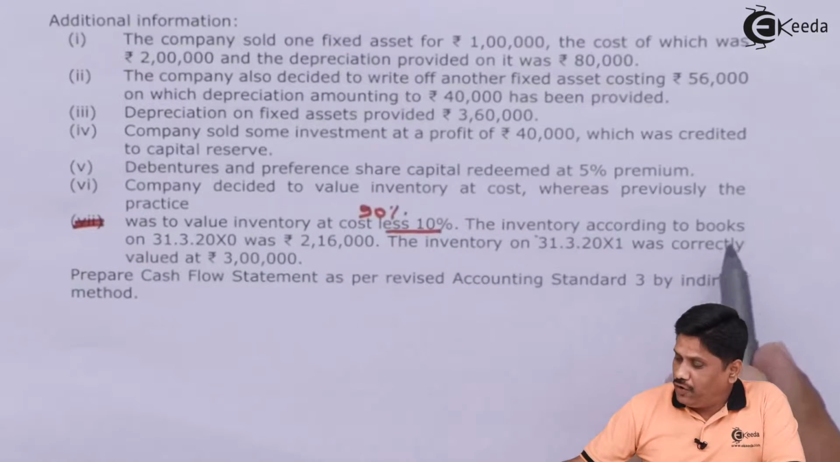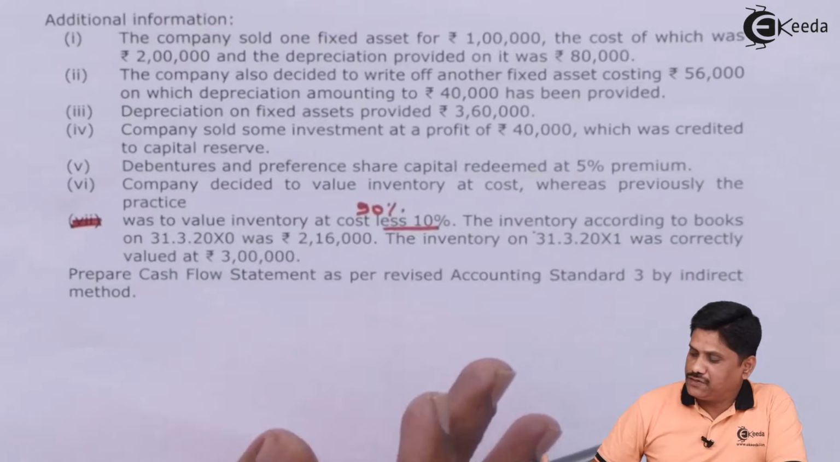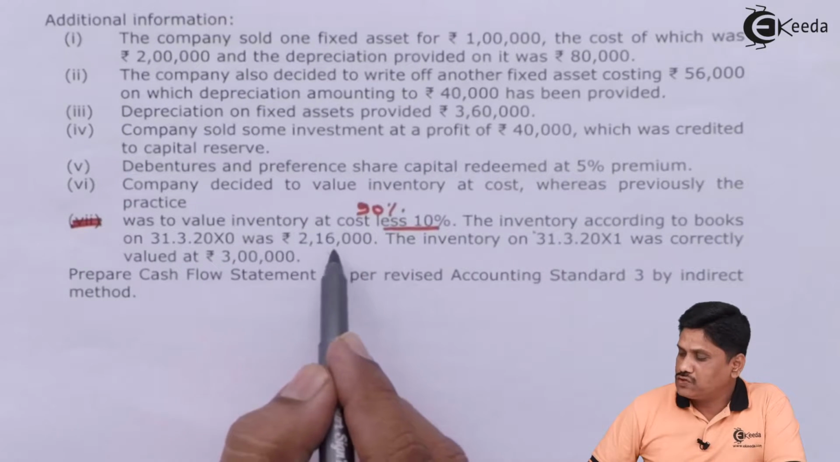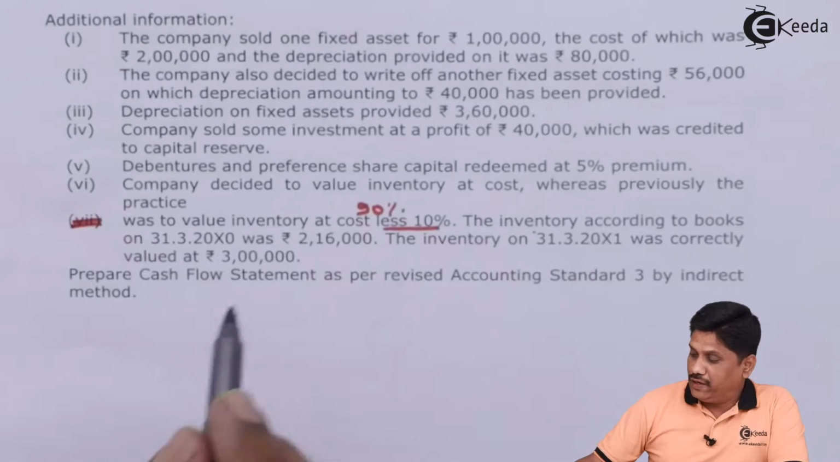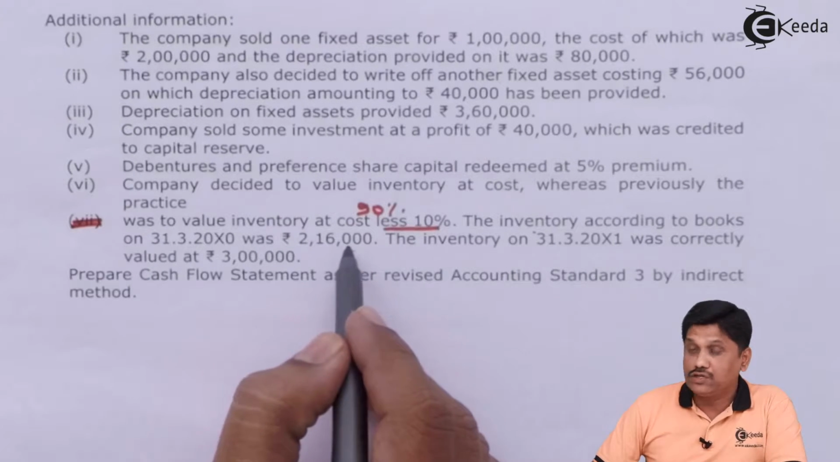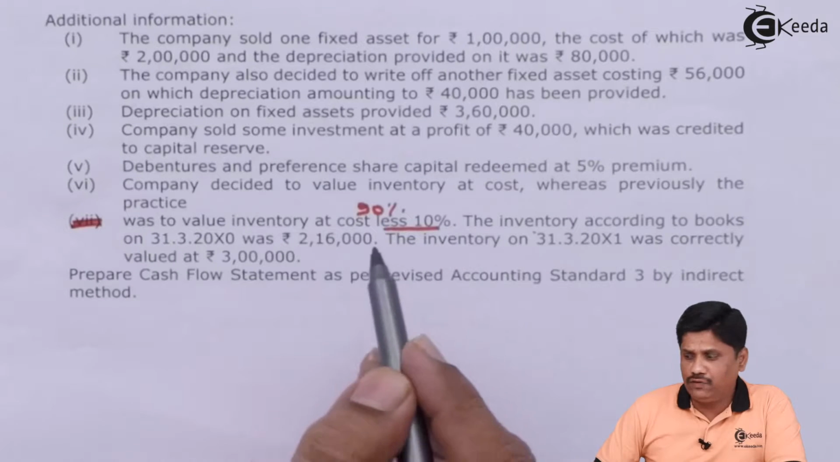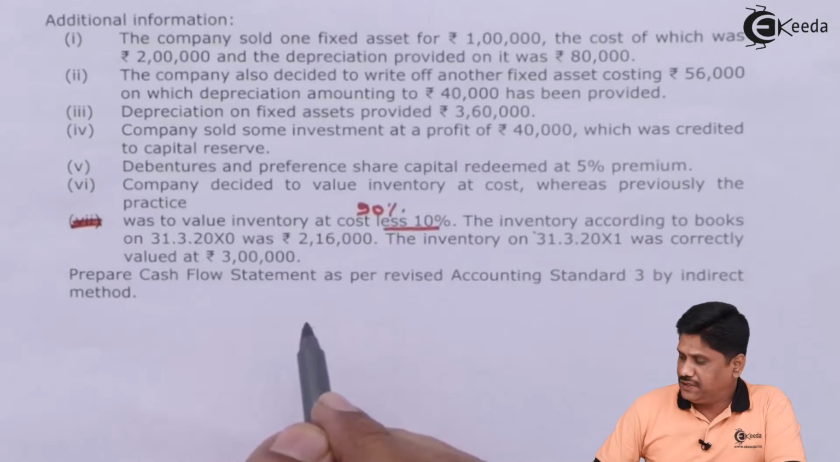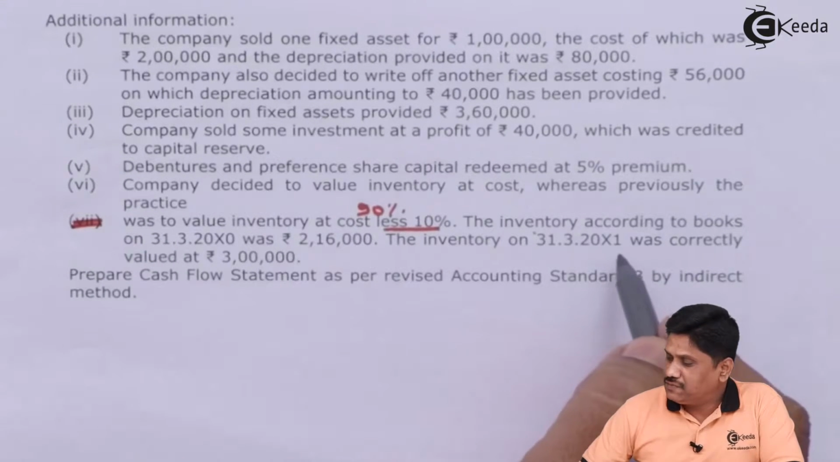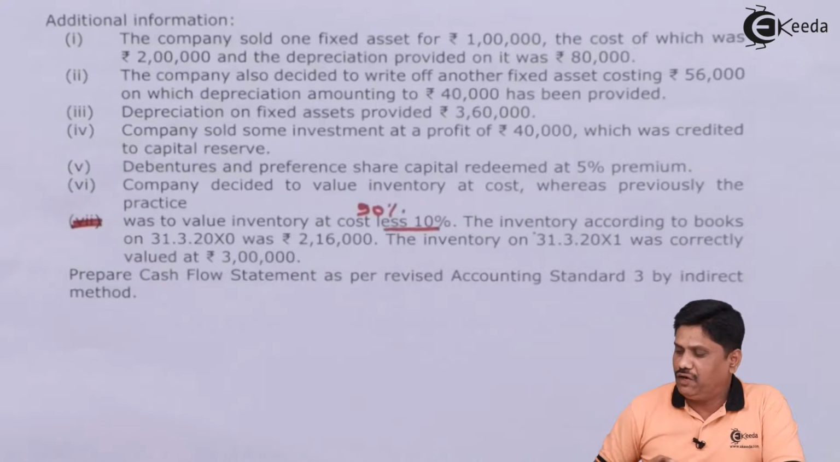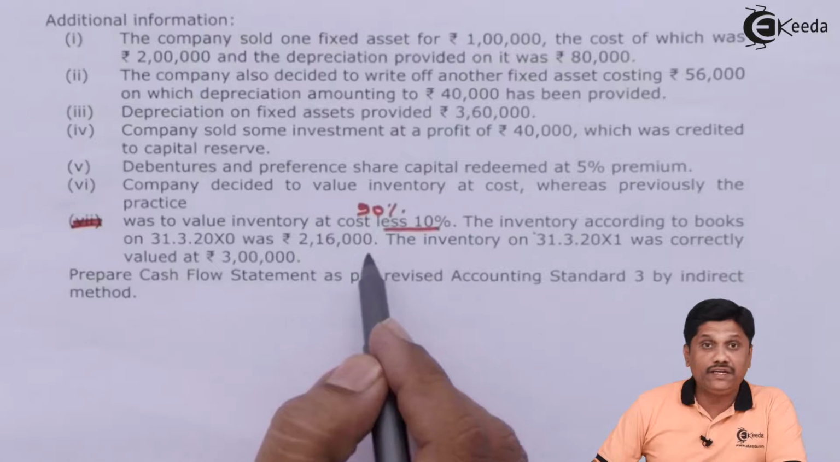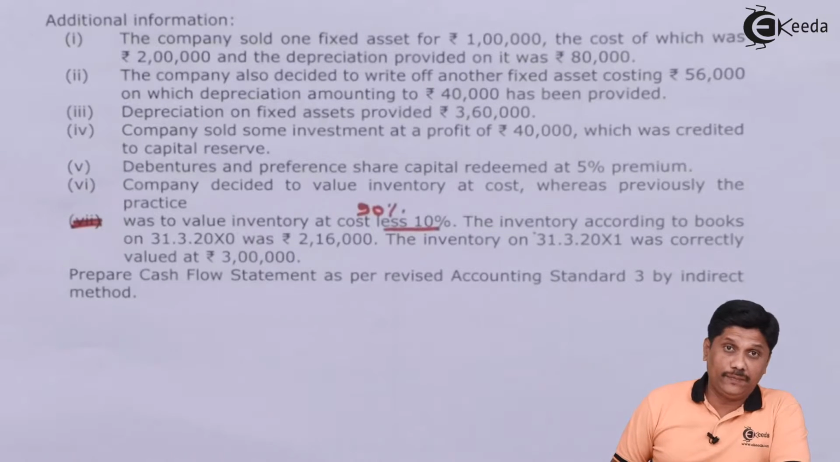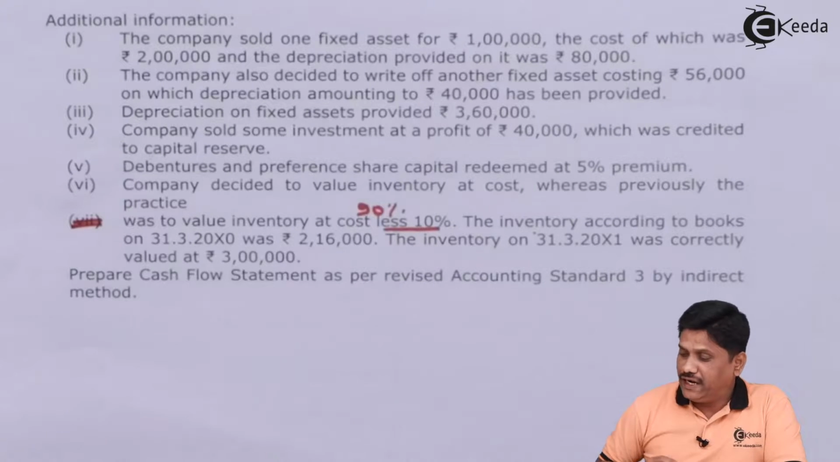The inventory according to the books on 31st of March 2000x0 was 2,16,000. So your opening inventory according to the books of account was 2,16,000 and undoubtedly it must be a part of your current asset. The inventory on 31st March 2000x1 was correctly valued at rupees 3 lakhs. So there is no danger here, but your opening inventory has been valued wrongly. It was undervalued and now we have to take it at cost.